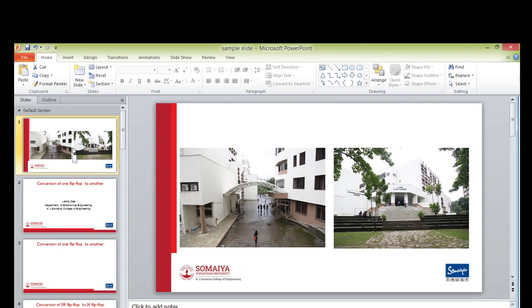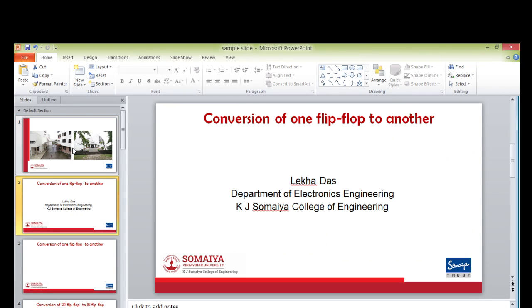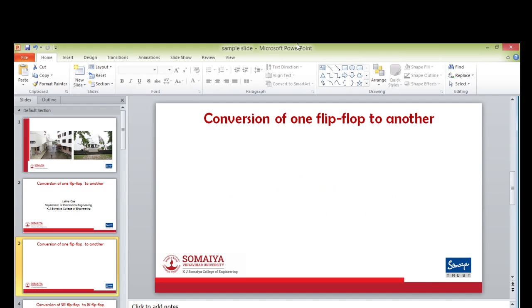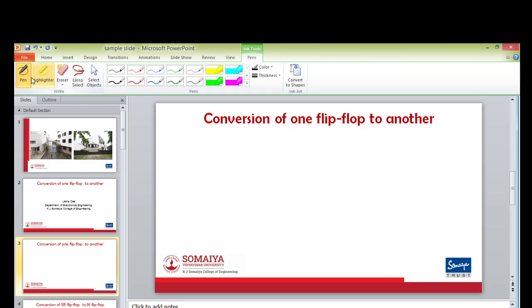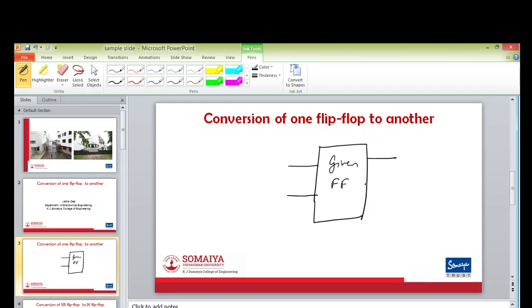We will see conversion of one flip-flop to another flip-flop. So for conversion, we require some logic. Let me say that I have a given flip-flop and it has input as well as output. I want to convert this to some other flip-flop. So for that, we need a conversion logic.